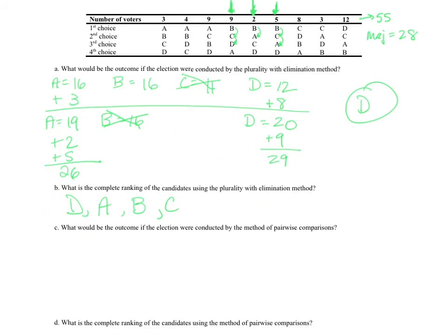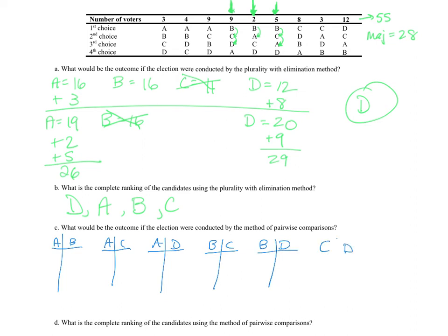What would be the outcome if the election were conducted by the method of pairwise comparisons? So I set up all the possible comparisons. A versus B, A versus C, A versus D, B versus C, B versus D, and C versus D. Okay, so A against B.